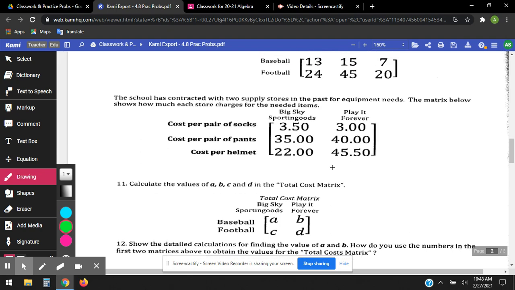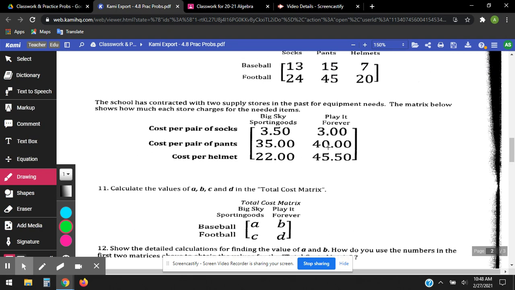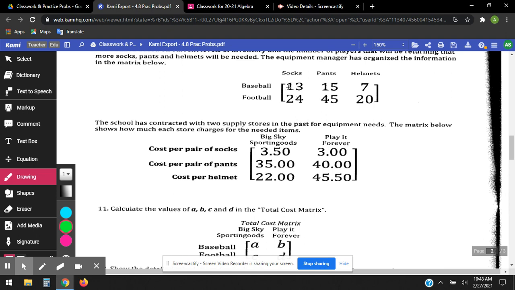So remember when we did this, we had to do socks, 13 times 3.50, plus 15 times 3.50, plus 7 times 22. And that gave me my total cost for baseball. So remember, if I take the top row times the first column, that gets me the top first left spot over here. So that's how I'm going to set this up.